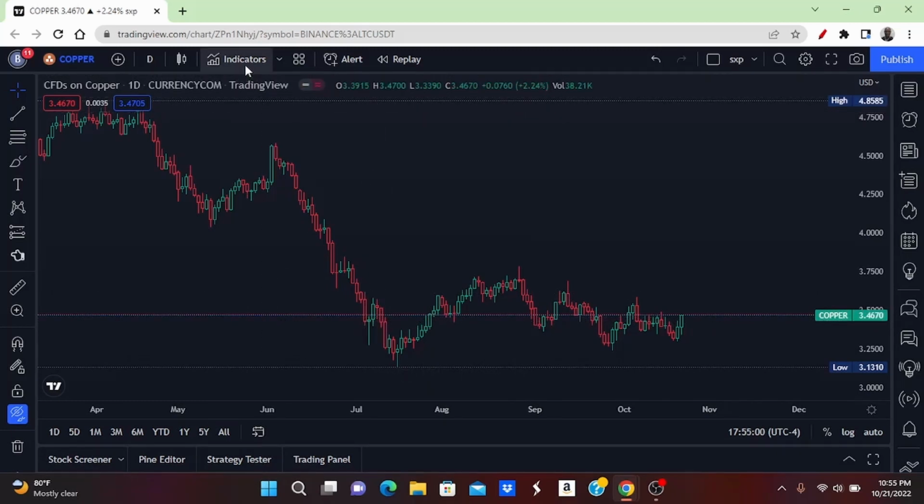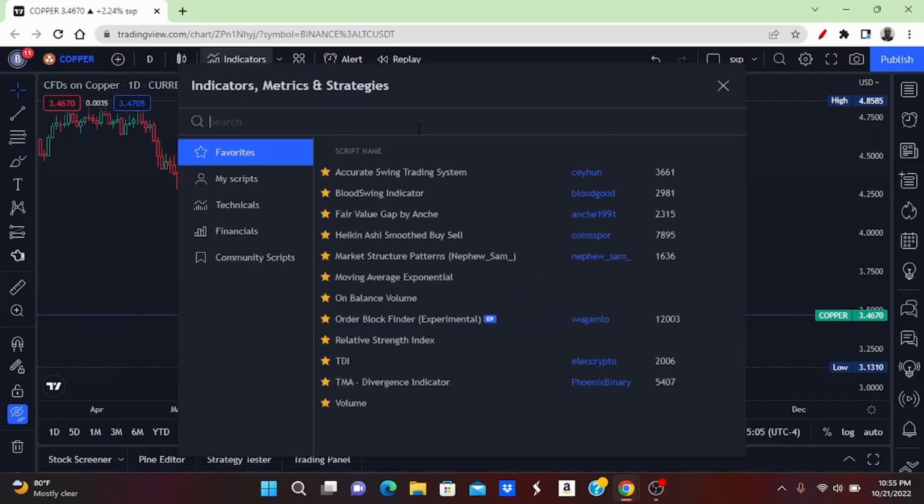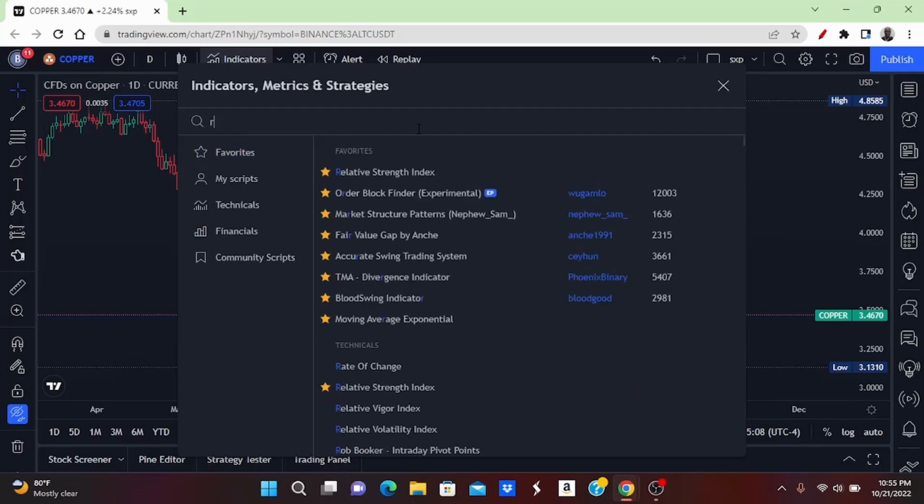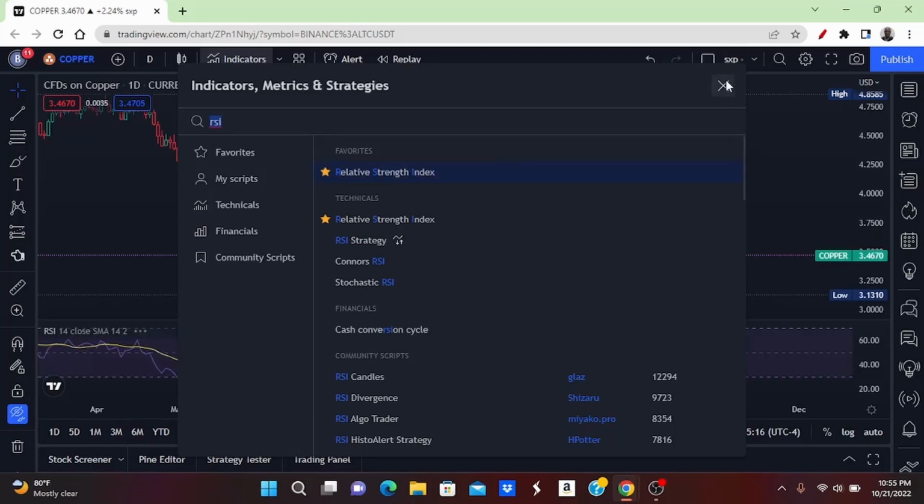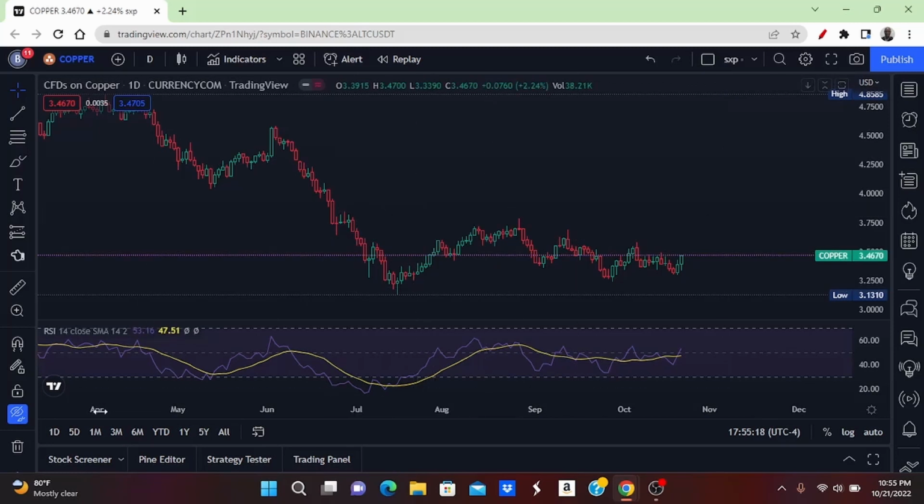So I come to the indicators and then I type RSI. Yeah, I like this indicator a lot. It's basically what I use. So once you click on your RSI, it comes on your chart and you can see that this is a 14 period RSI. But for me, on the daily time frame, now take note, on the daily time frame, I'll come to my setting.